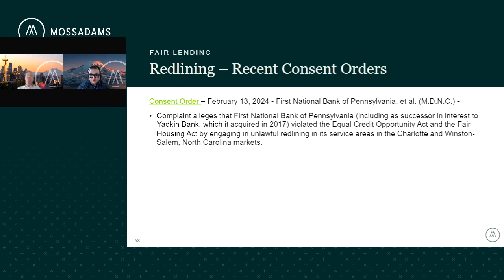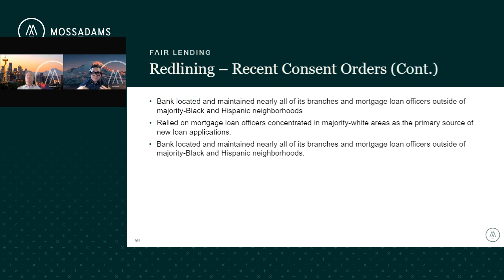So just a quick overview of one of the more recent consent orders. This one from February of this year. The complaint alleged that the bank violated ECOA and the Fair Housing Act by engaging in unlawful redlining in its service areas in the Charlotte, Winston-Salem, and North Carolina markets. Essentially, to summarize, the bank located and maintained all of its branches and loan officers outside of majority Black or majority Hispanic neighborhoods, relied on mortgage loan officers concentrated in majority white areas, and located and maintained nearly all of its branches outside of those minority neighborhoods.